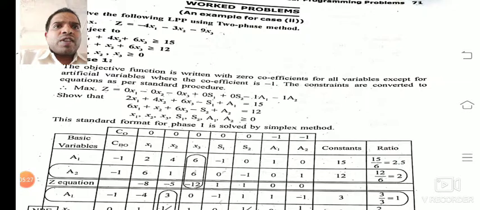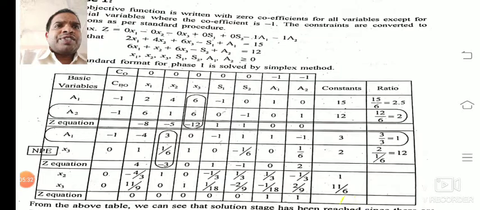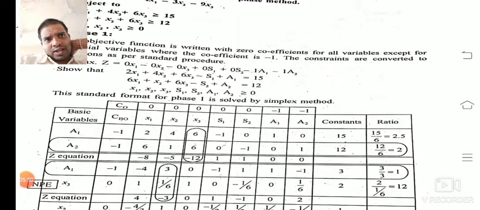Now we need to put this into the table. Write down the coefficients for all the equations: 0, 0, 0, and minus 1 for the artificial variables. Next, in the second row, write down the basic variable a1, whose coefficient is the artificial variable's minus 1. Similarly write down the x1 coefficients, x2 coefficients, x3, s1, s2. Similarly for the a2 row, and write down the RHS values 15 and 12.